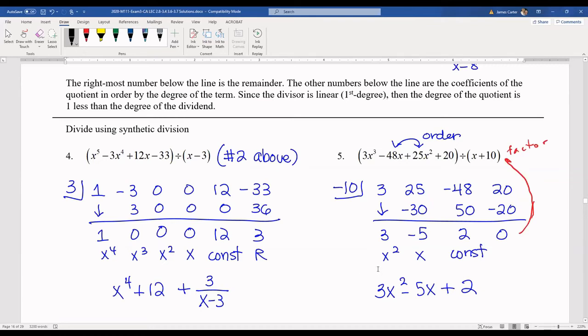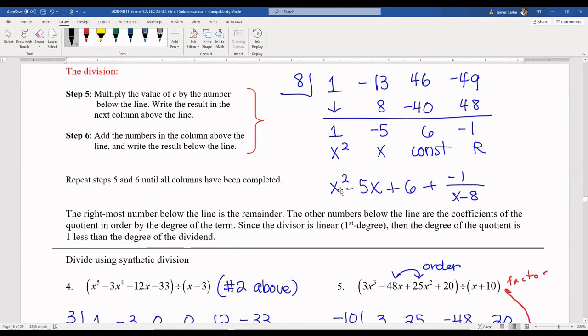On number 5, by the way, on this one, because there is a remainder of 3, that means that x minus 3 is not a factor of this, but the point 3, 3 is a point on the graph. Just like back here, well, this still has to be factored more.